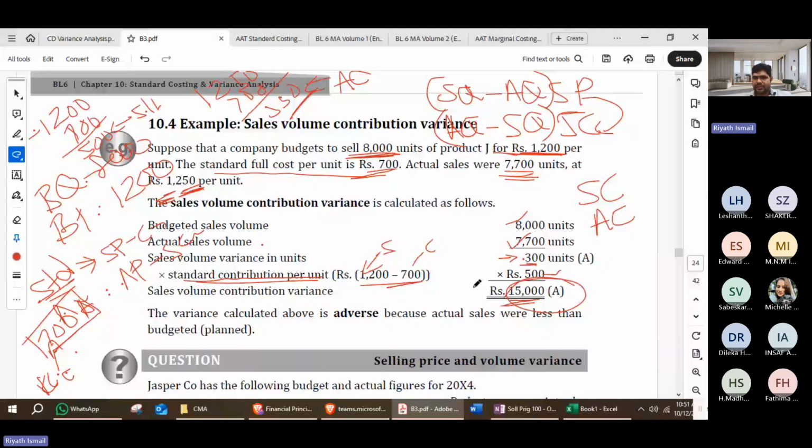The variance calculated is adverse because the actual number of units was less than budgeted. This is due to sales volume. Sales volume means sales quantity; price means selling price. Any doubt here? Anything else?